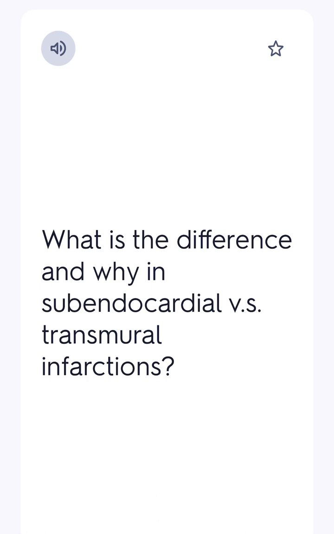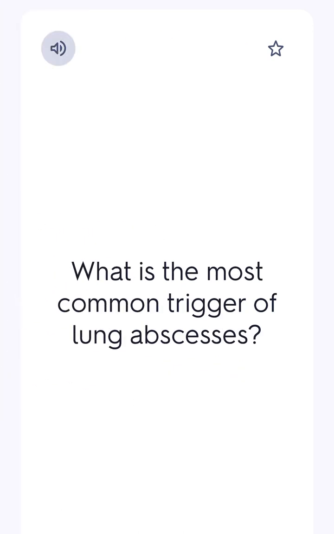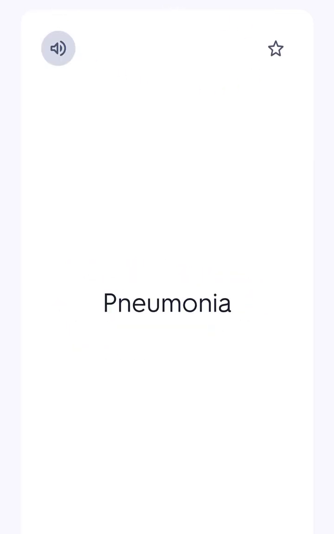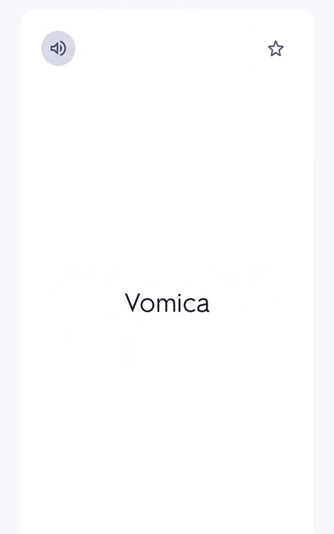What is the difference, and why, in subendocardial versus transmural infarctions? It depends on the location of the embolus. If it is a smaller branch, it will be subendocardial. What is the most common trigger of lung abscesses? Pneumonia. The opening of a lung abscess into a bronchus is called vomica.